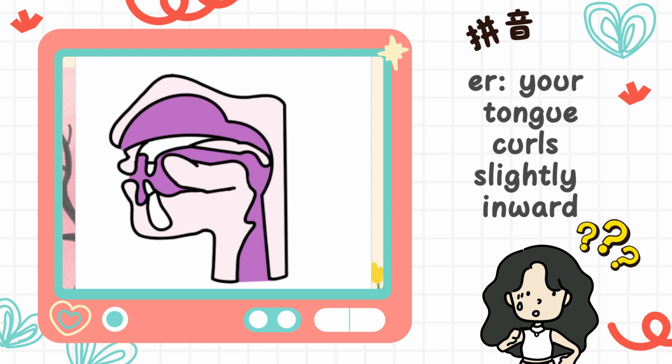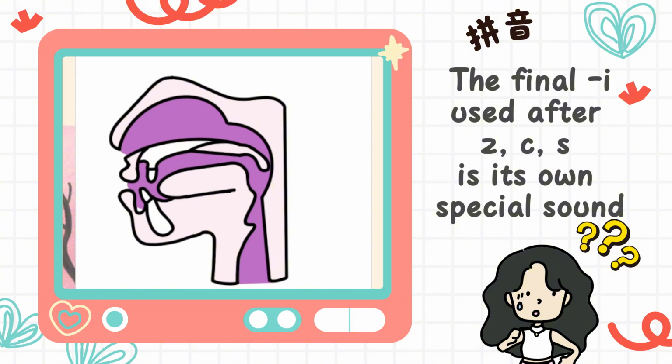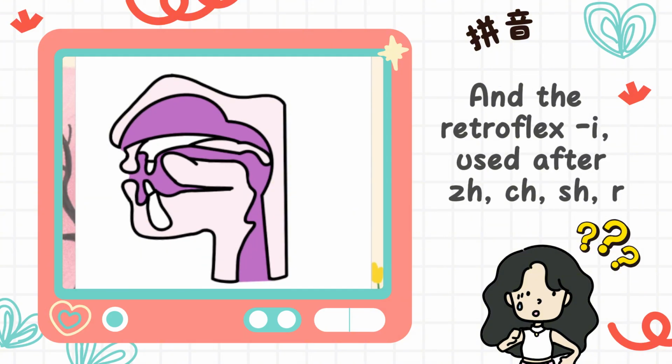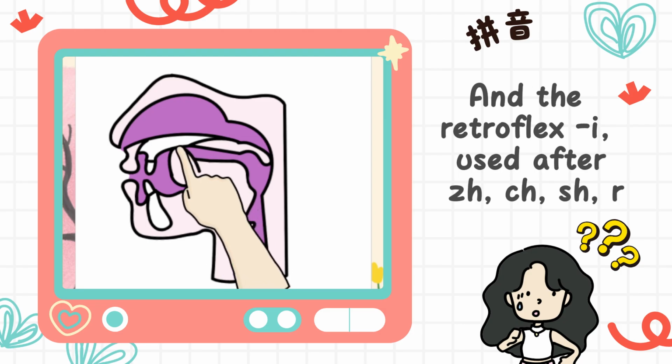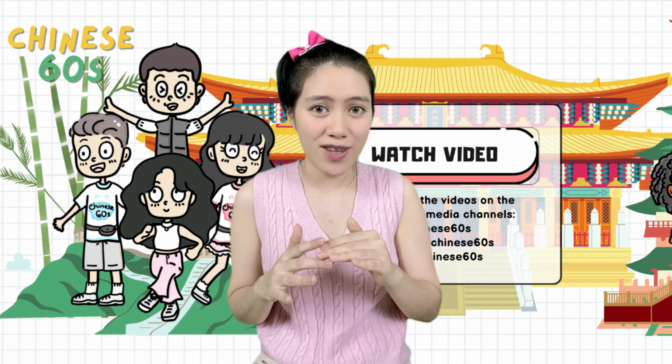Er is the retroflex final. Your tongue curls slightly inward. The final used after z, c, s is its own special sound. And the retroflex final used after zh, ch, sh, r has the tongue curled back toward the inside of the mouth. So now let's try reading some syllables together.